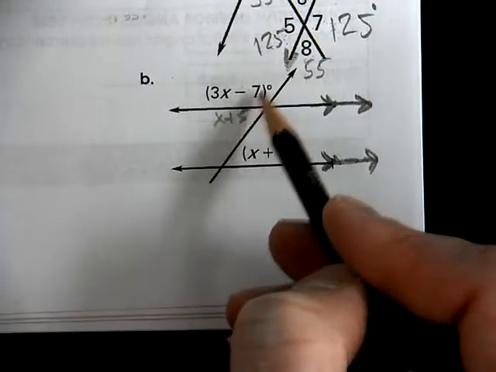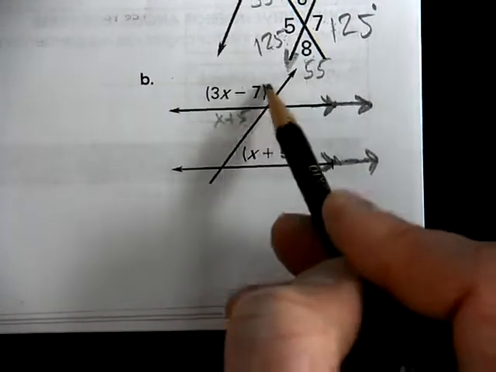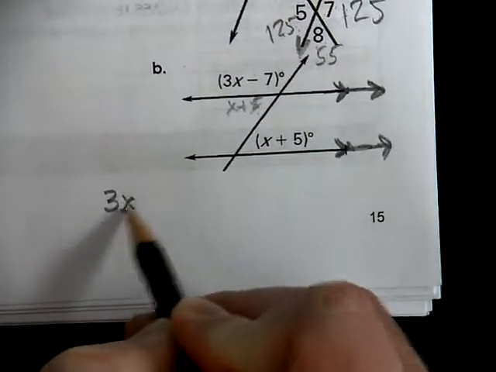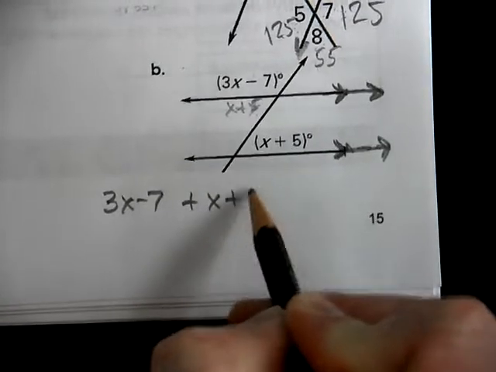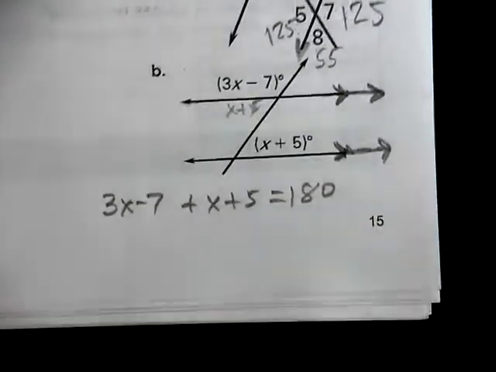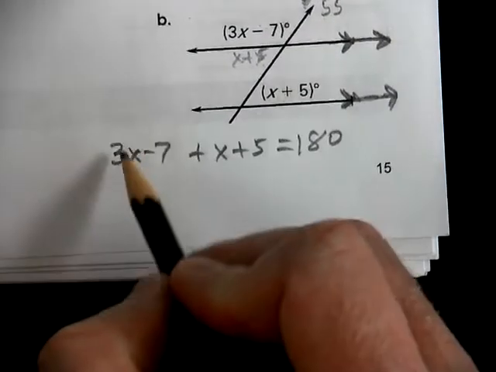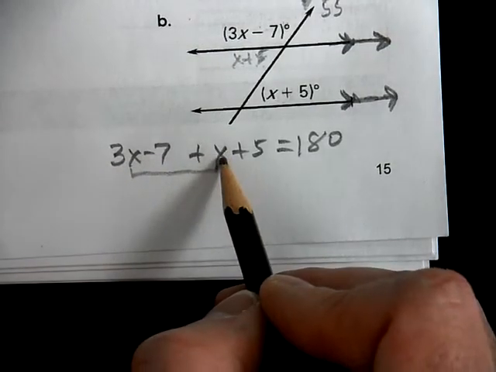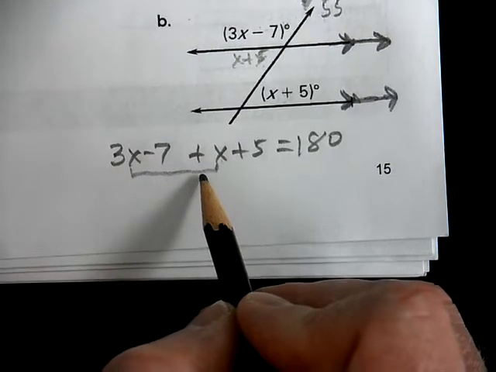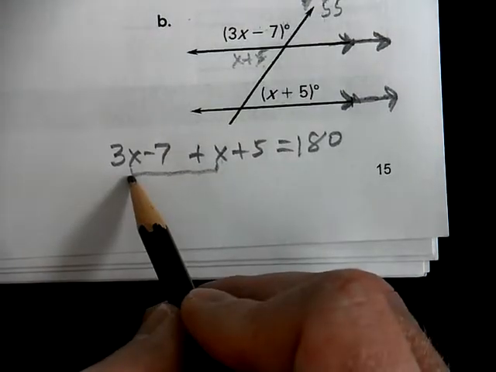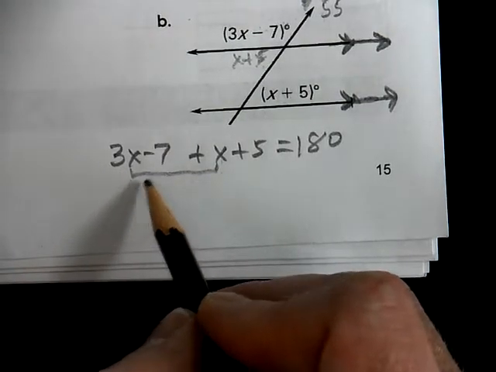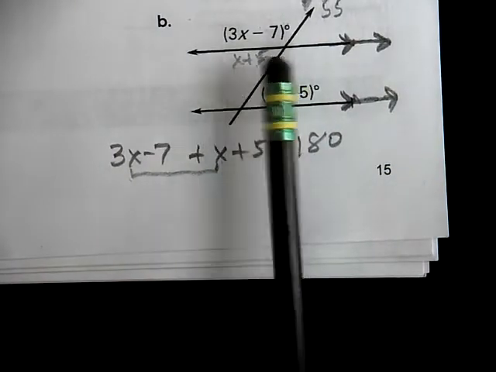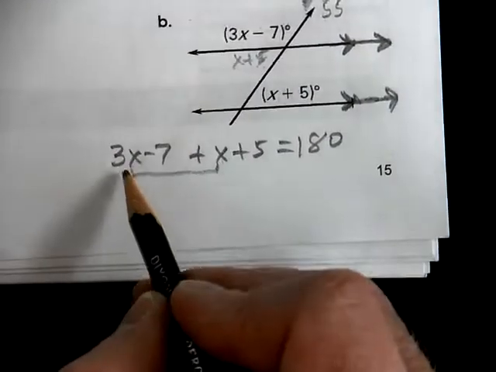So these make a linear pair. These add up to 180. These are supplementary. So we have 3x minus 7 and x plus 5. They add up to 180. So we'll group our like terms together. Be careful when you're saying 3x and x. Some people are making the mistake and subtracting x to both sides and getting 2x as a result. But instead, since these are on the same side of the equal sign, you just group like terms together.